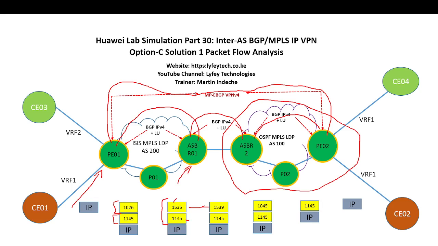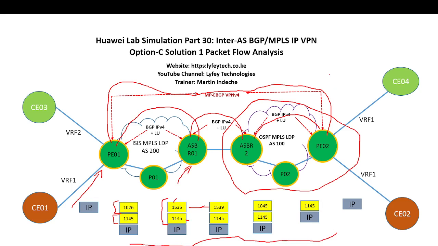We are going from an IP packet to an MPLS or label packet with two layers of labels, stacked labels, and the inner label is the same across the different autonomous systems. So we have 1145 as our inner label all the way from PE01 to PE02. So we have maintained the inner label on our MPLS network. So this is how the packet has flowed from IP to MPLS back to IP.